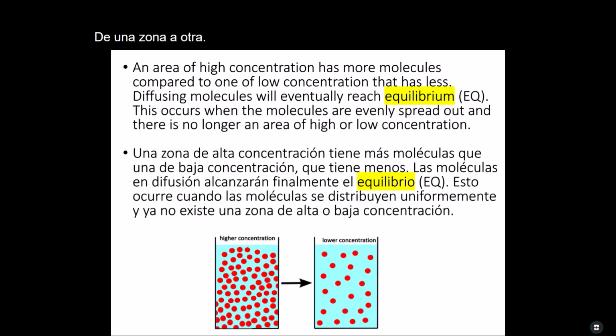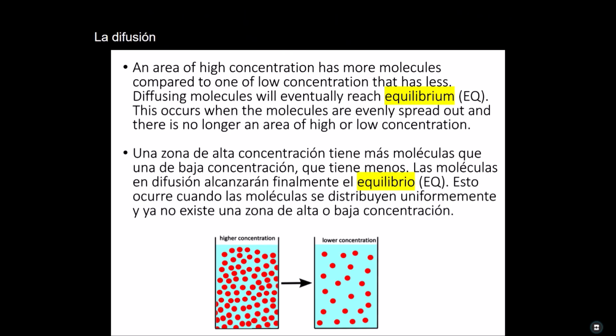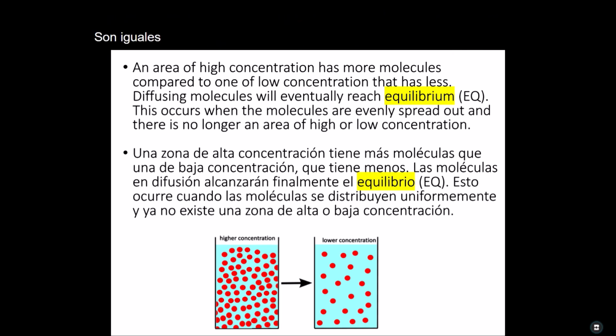An area of high concentration has more molecules compared to one of low concentration that has less. Diffusing molecules will eventually reach what is called equilibrium. This is where everything is equal. This occurs when the molecules are evenly spread out and there is no longer an area of high or low concentration. They are equal throughout.